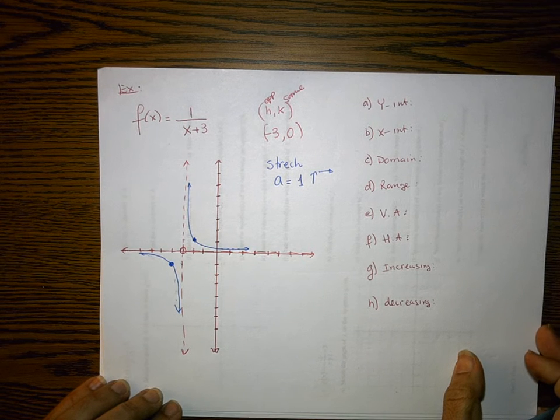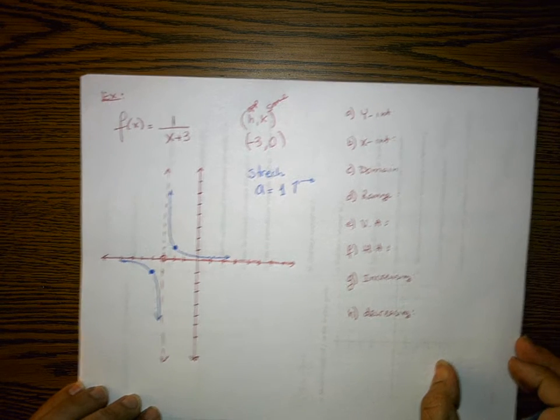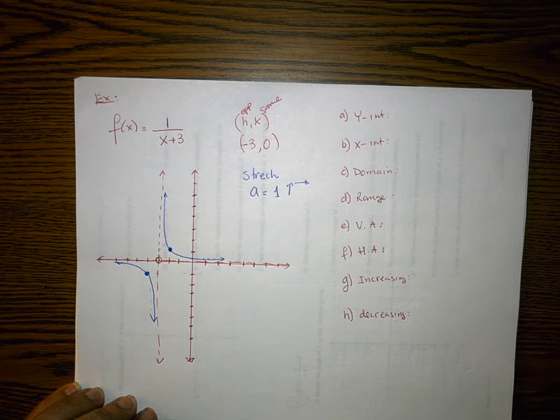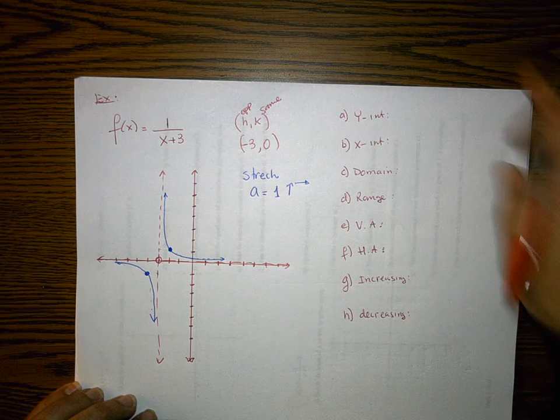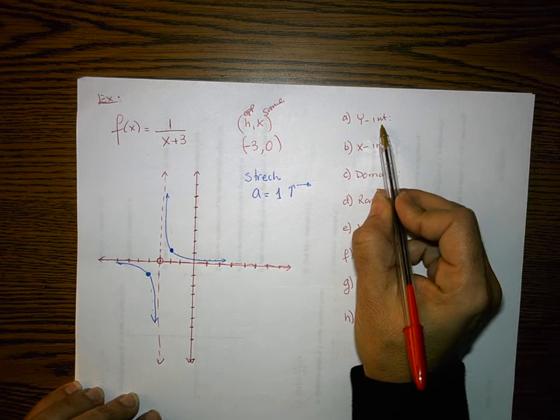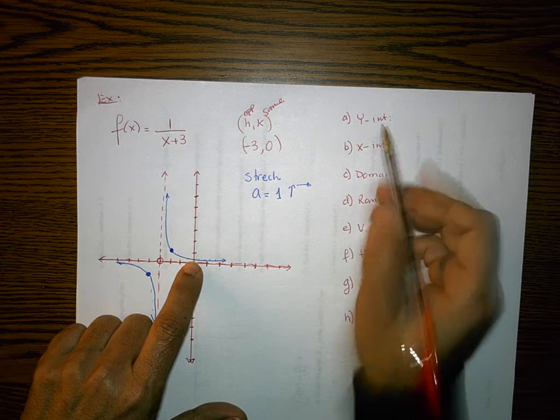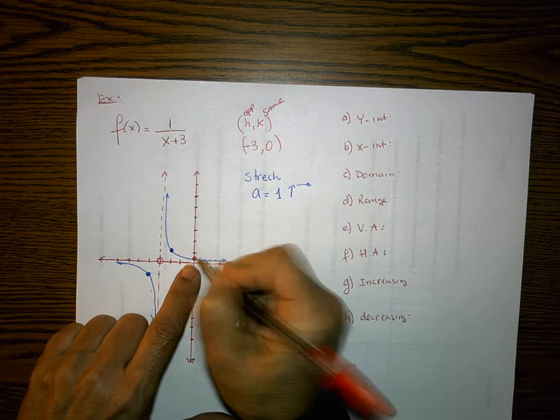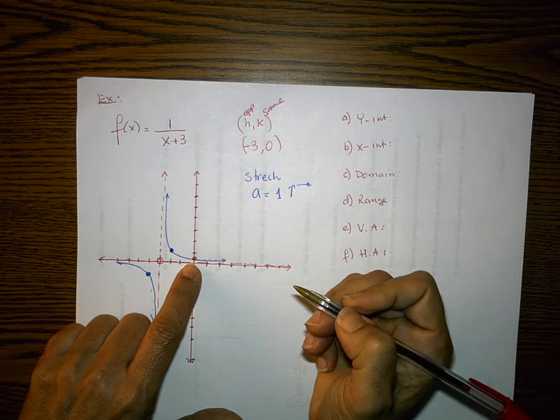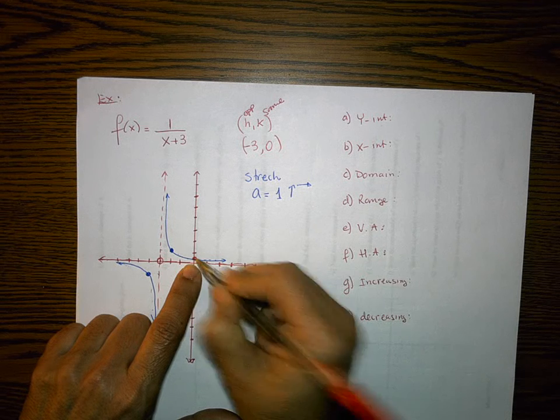Now let's answer all the questions we need here. I'm going to go to the obvious ones first, and I'll work on the harder ones after. Do I have a y-intercept? I sure do. It's right there. I see it. I just can't tell exactly what it is because it's a fraction. I will calculate it in a minute.